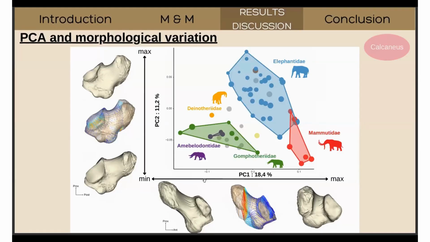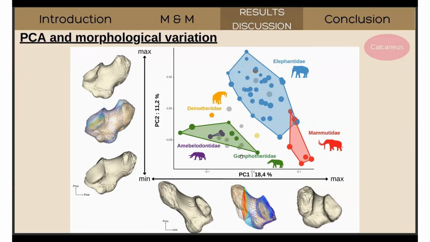For the calcaneus, I'll concentrate on the first axis, and we can see that the structure that varies the most is the tuber calcanei, this structure right here, which is the muscular insertion zone on which, among others, the gastrocnemius and soleus muscles, which form the Achilles tendon responsible for the plantar flexion of the ankle, insert. So plantar flexion is the extension of the ankle. And so the specimens distributed in the most negative values, which are Deinotheriidae, Amebelodontidae, and Gomphotheriidae families, have a more elongated and thinner calcaneus than the other specimens.